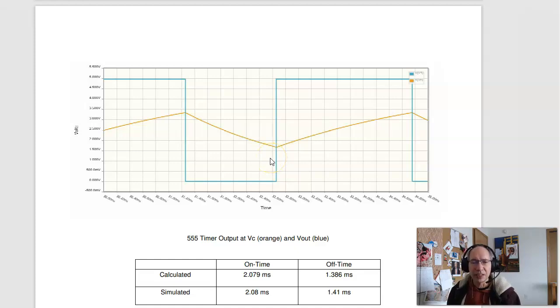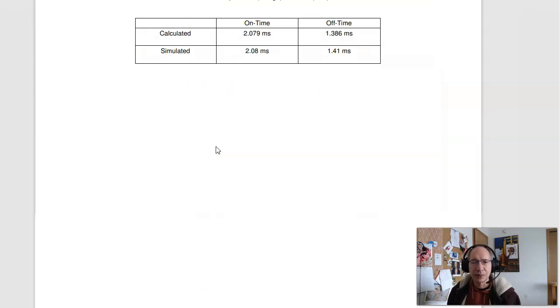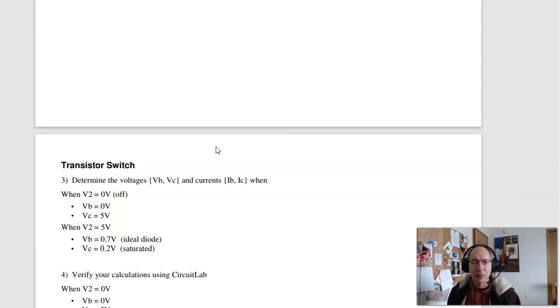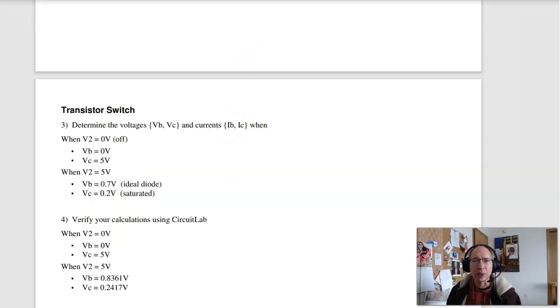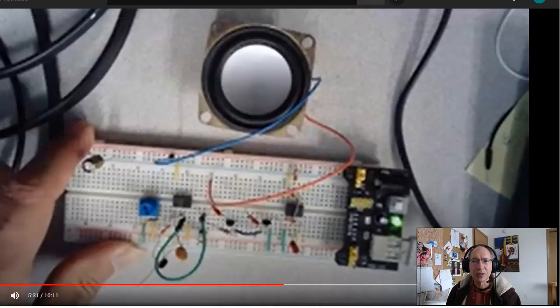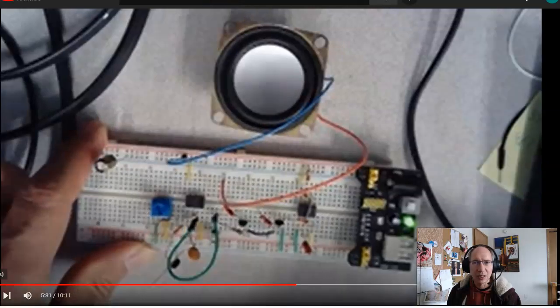And I can check. From Circuit Lab, I've got the on time is 2 milliseconds, off time 1.4 milliseconds, pretty close to what I calculated. And hardware, we'll see if this works. In hardware, I can try that. And here's what the circuit looks like.